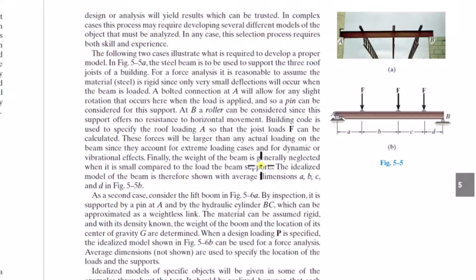Finally, the weight of the beam is generally neglected when it is small compared to the load the beam supports. The idealized model of the beam is therefore shown with average dimensions A, B, C, and D.